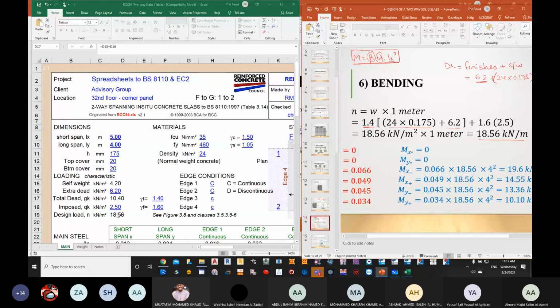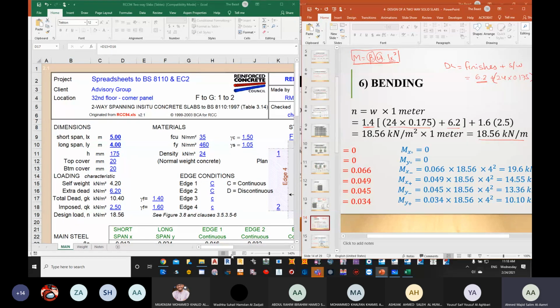Mr., which top cover and bottom cover are they using? You have a cover at the top and a cover at the bottom, because you have reinforcement at the top and reinforcement at the bottom. You have negative bending moment, so you have top reinforcement, and you have positive bending moment, so you have bottom reinforcement. In order to protect both of them, we need to provide top cover and bottom cover. We need to provide side cover as well. Okay. So here, 18.56, we can see that we have verified.